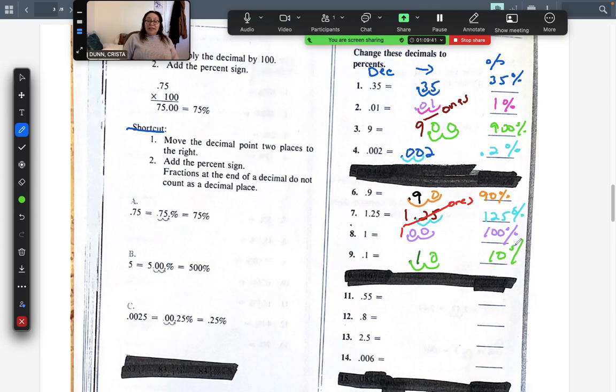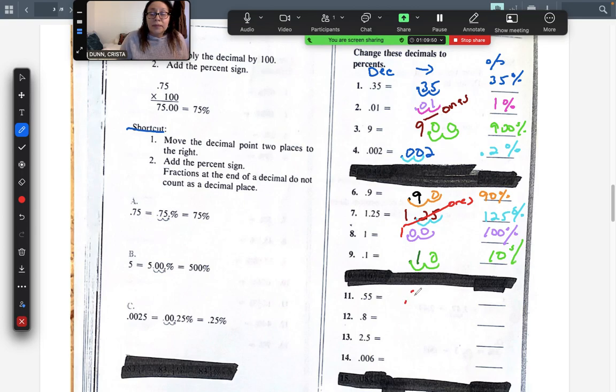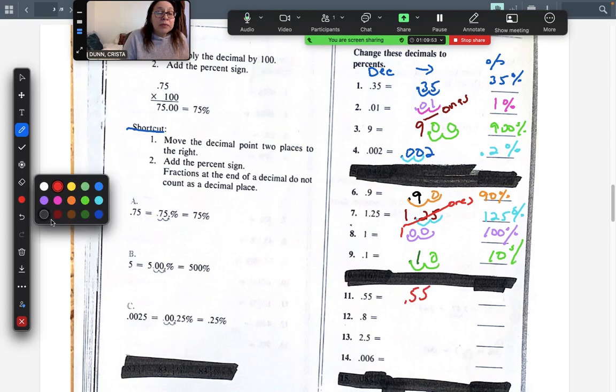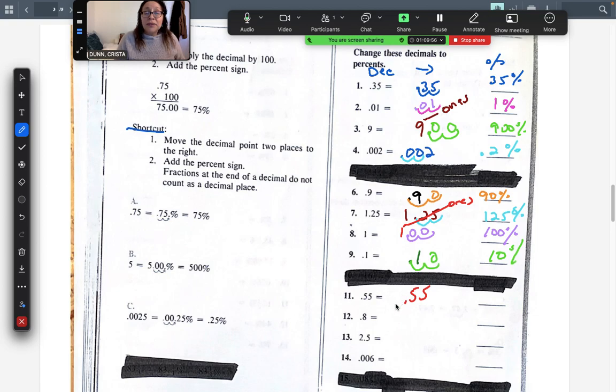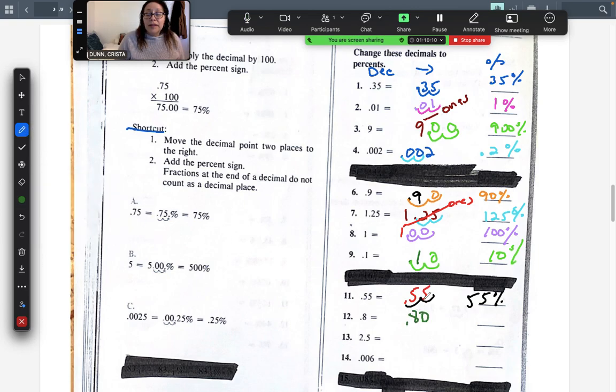Let's keep going. We've got 55.55. And we're going to move that decimal point on over. How many place values? Which direction? Bigger, to the right. 1, 2. So it's going to be 55%. Here, I have 0.8. Oh, sorry. Thinking ahead. And I'm going to move that decimal point over. How many place values? 2. Which direction? To the right, bigger. So I'm going to go 1, 2.